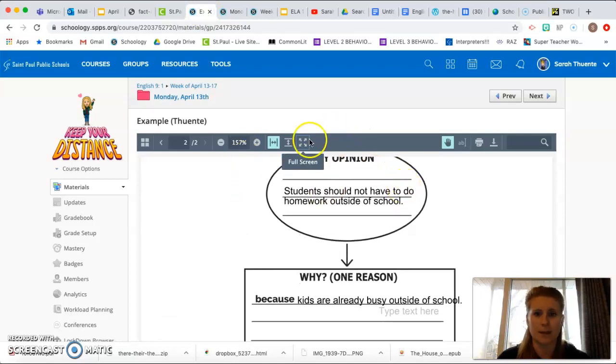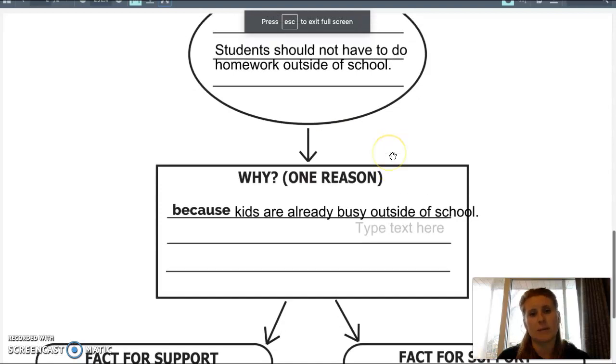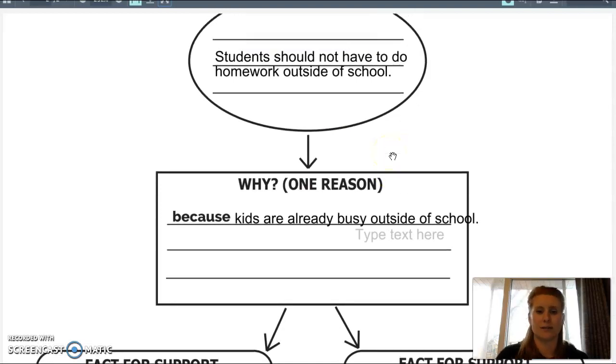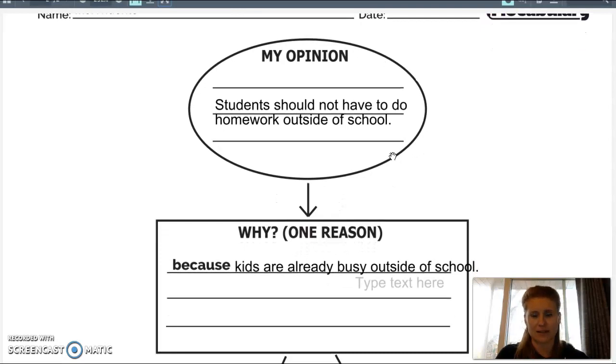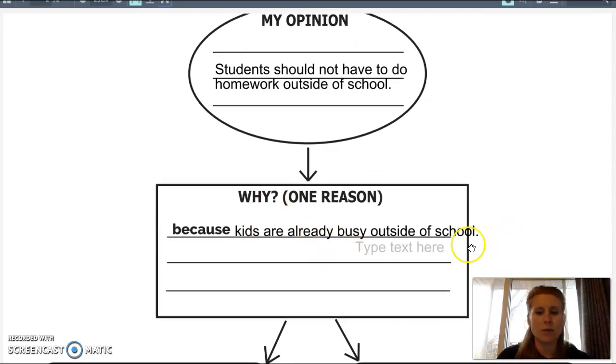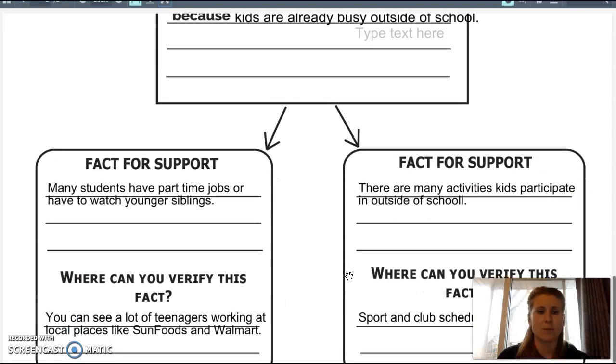Mine said, I chose a different example. Mine said students should not have to do homework outside of school. That's my opinion. It's not really my opinion, but we're pretending that's my opinion. The reason why I said because kids are already busy outside of school. Then I needed to have two facts to support it. Well, my first fact is that many students have part-time jobs or have to watch their younger siblings when they get home. And doing a lot of homework is hard. The second fact I had for support is that there are many activities that kids participate in outside of school. So, I spelled school wrong.